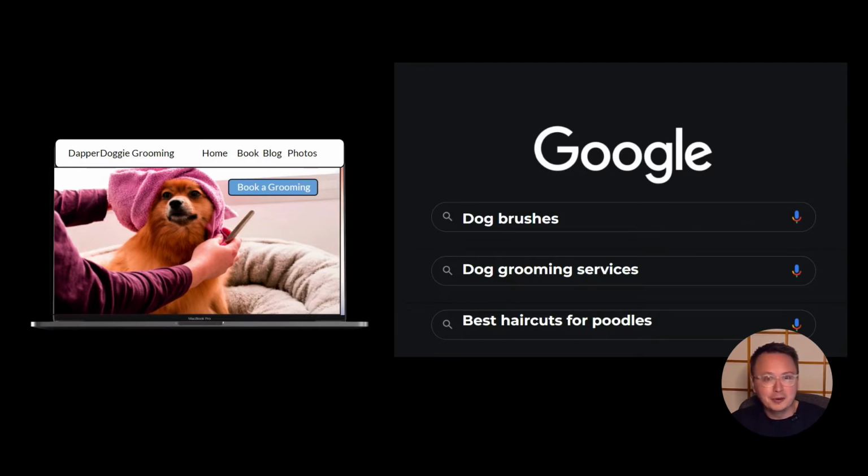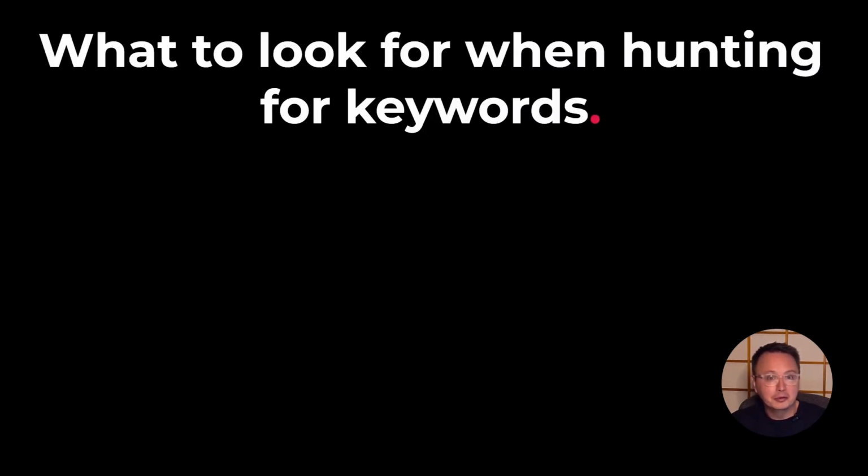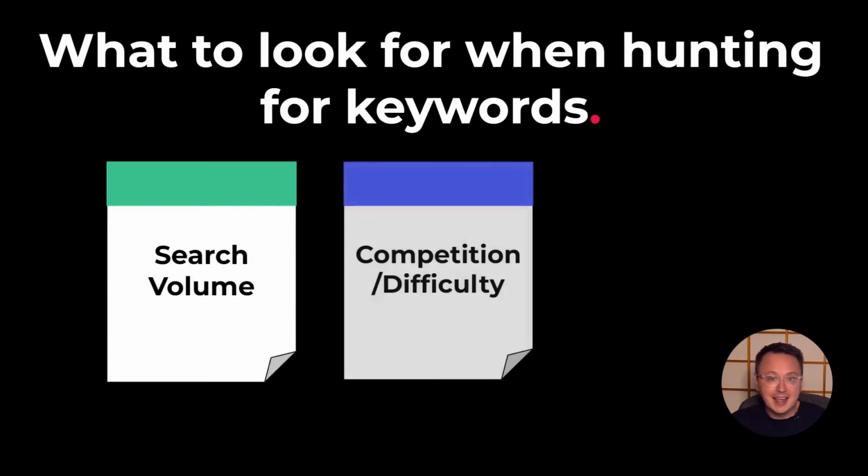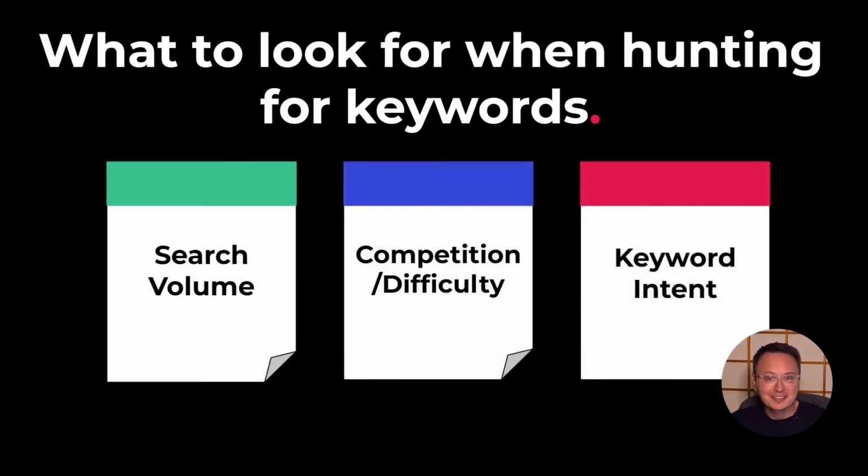When it comes to finding keywords, there are three important things you should be looking for, no matter what tool you're using: volume, difficulty or competition, and intent. Let's take a look at each one.